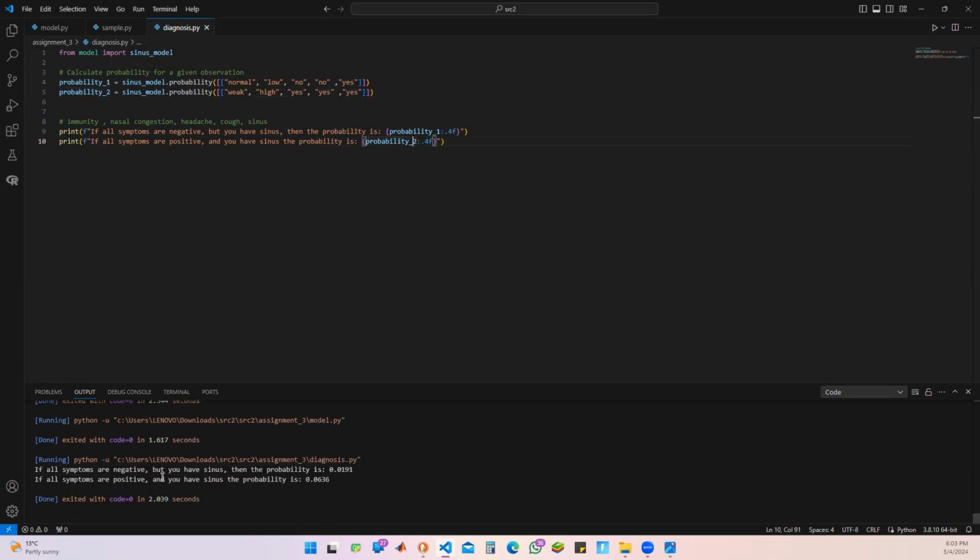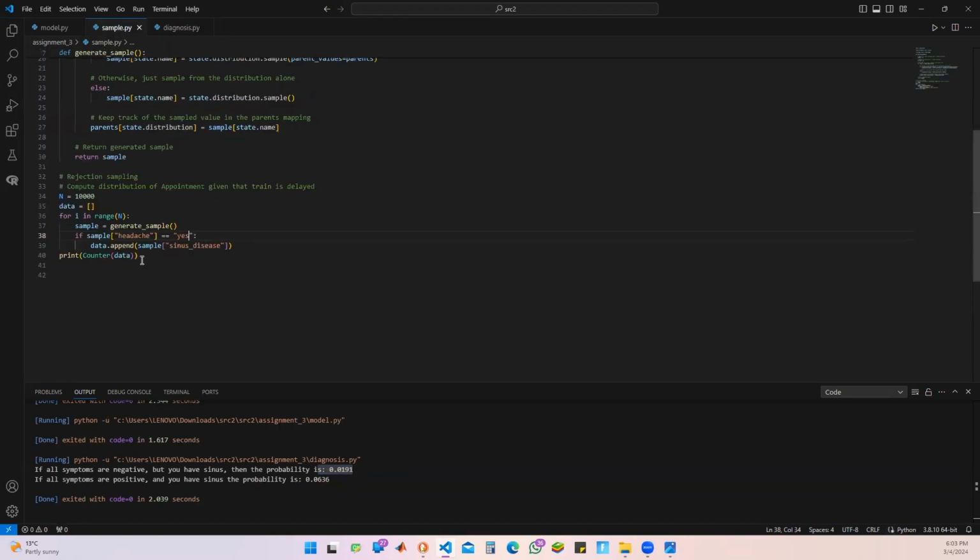So the probability that you have sinus when you have none of the symptoms is 0.01, and the probability that you have sinus when all of the symptoms exist is 0.06. So it's way higher as compared to when you don't have sinus. Oh, sorry, when you do have sinus, but not the symptoms.